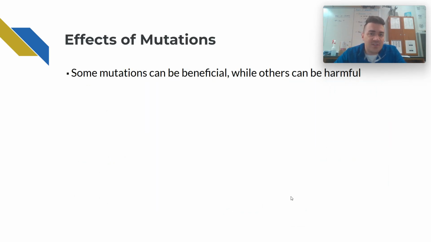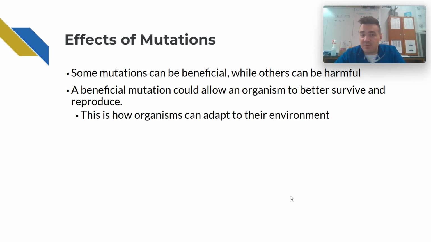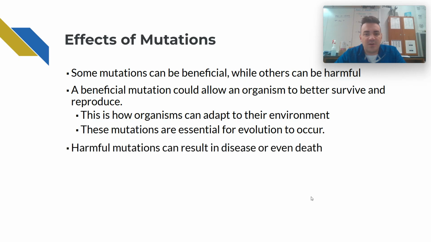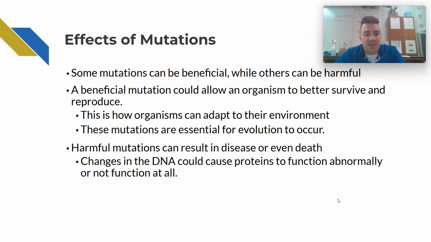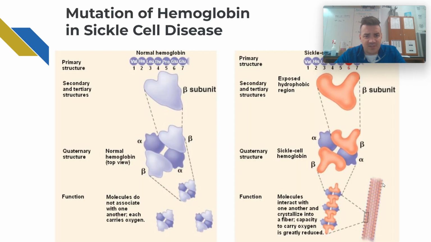So some mutations can be beneficial. Other ones can be harmful. Beneficial mutations, like we talked about already, help organisms survive and can potentially help them survive and reproduce, right? We call these adaptations. These are important for evolution to occur. Harmful mutations can result in disease or death, can cause proteins to not function right or not function at all. And if they're really important proteins, then that can lead to a lot of problems. Harmful mutations can cause genetic disorders. They can lead to cancer, lead to all sorts of nasty stuff.